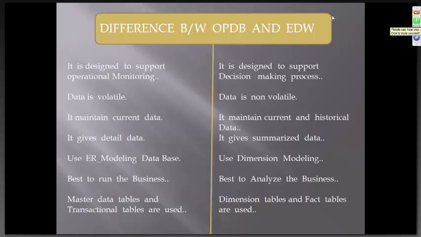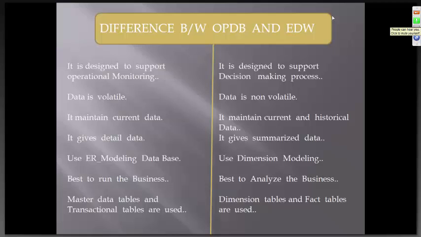Okay. So, these are the differences between OLTP database and OLAP database. These points we already discussed. OLTP is designed to support operational monitoring. Monitoring means it is best to run the business only. So we just observe the information from the OLTP database. But the data warehouse is designed to support a decision-making process. After analysis, we take decisions.